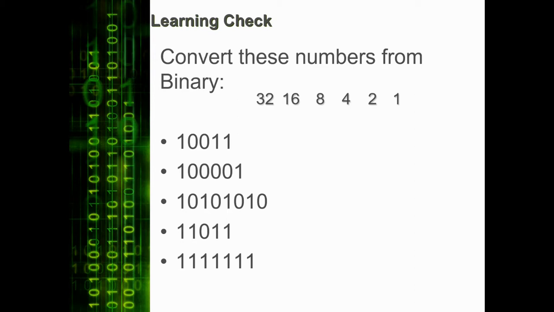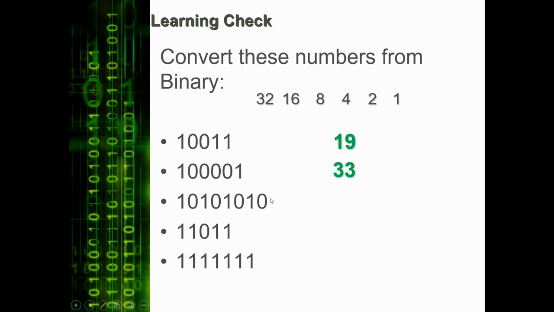So if we look at this first one, this first position is the 1. It's going to be turned on. The second position is the 2. It will also be turned on. The third and the fourth position, the 4 and the 8, are turned off, but the 16 is turned on. So we're going to take 16 plus 2 plus 1, and that gives us the number 19. For the second one, the 1 is turned on. The 2, 4, 8, and 16 are turned off, but the 32 is turned on. So 32 plus 1 gives us 33.